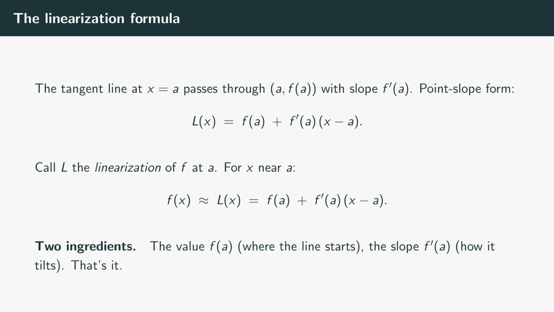The capital L is convention. For linearization or linear approximation, take your pick. And for x close to a, we claim f of x is approximately equal to L of x. The approximation gets better as x gets closer to a and gets worse as x drifts away.